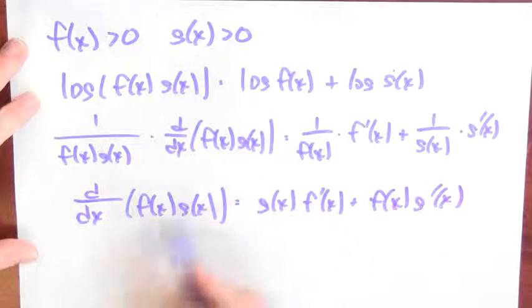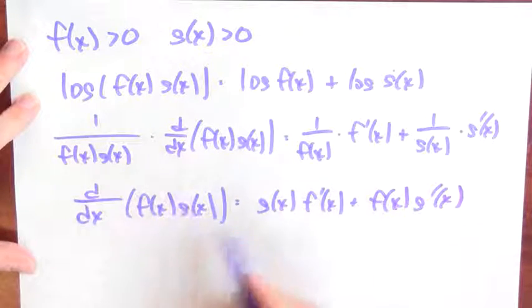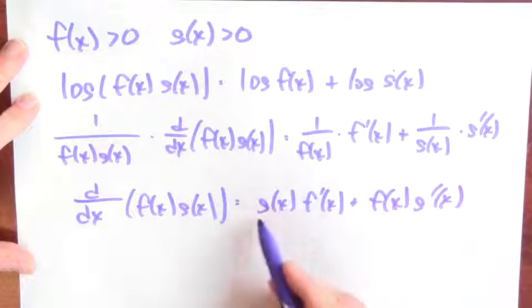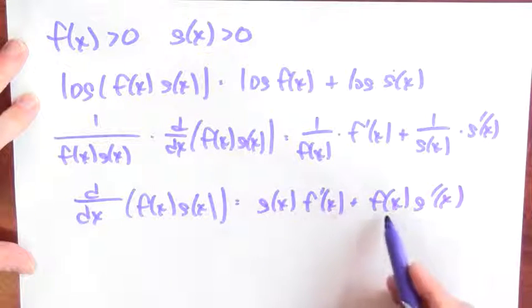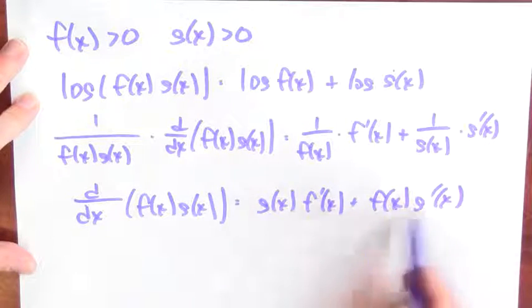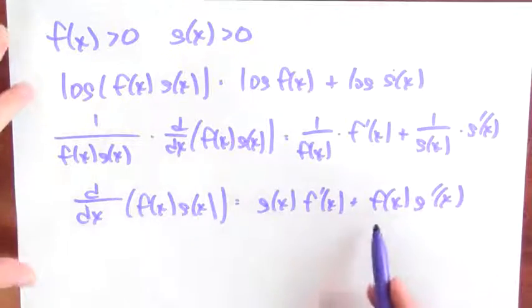And look, this is the product rule. The derivative of the product is, in this case, g of x times f prime of x plus f of x times g prime of x. So I mean, the order is a little bit different, but it is the product rule. So we've justified the product rule another way using logarithms.